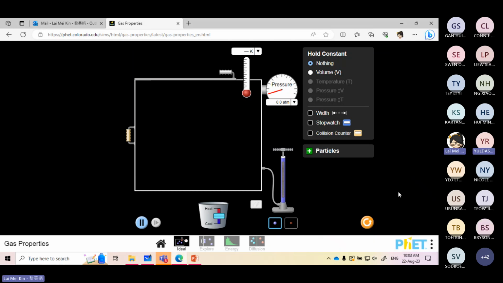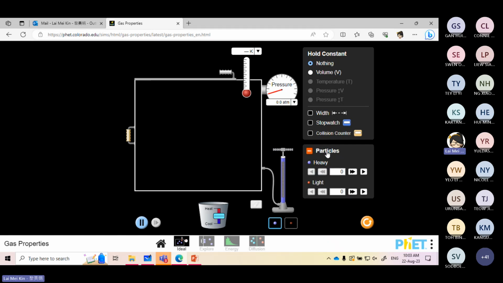Okay, now I have a container. If you notice, this container is empty without gas molecules. So when it's without gas molecules, my pressure is 0 atm. Okay, so my question is, what causes pressure? Why is there a pressure? Why in this condition I don't have pressure?